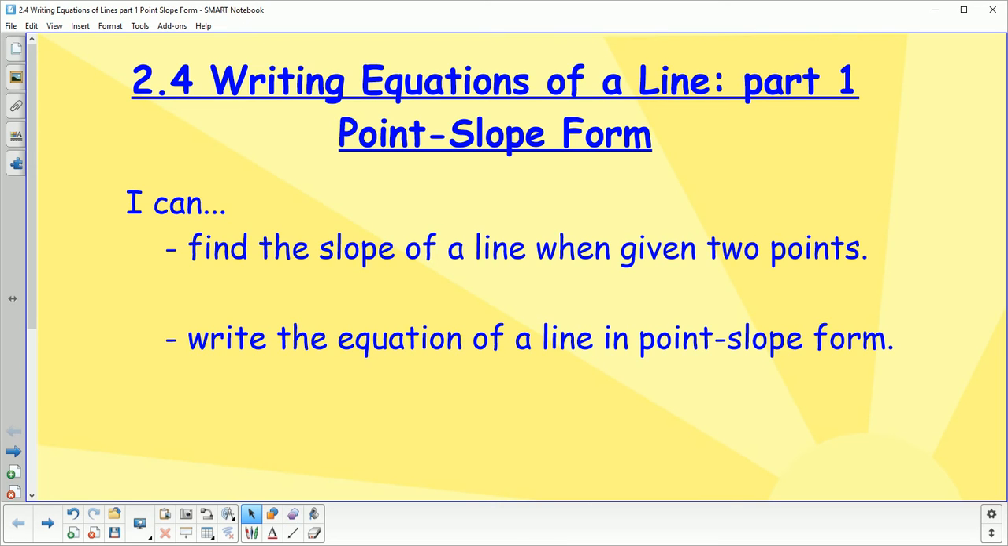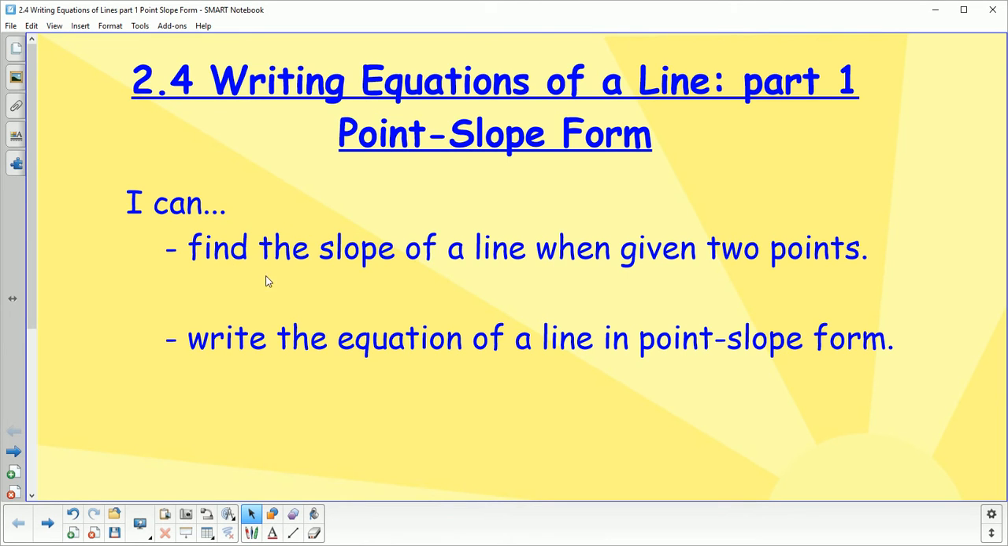Okay, Common Core Algebra 2. So today we're going to talk about writing equations of a line. This is now Chapter 2, Section 4. So we're following up the last section where we did a lot of graphing of lines. We're still going to be working with our 3 forms that we've talked about. Today we're going to be doing point-slope form.